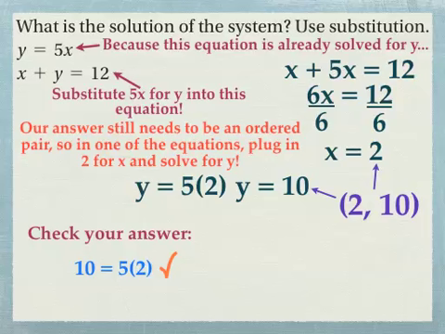I need to go ahead and plug in 2 and 10 for x plus y equals 12. When we do that, I have 2 plus 10 equals 12. Well, 2 plus 10 is 12, so again, that is an answer to this system of equations. Because I found this ordered pair, 2, 10, and because it makes each of the equations in the system true, I can say that 2, 10 is the solution to this system of equations.